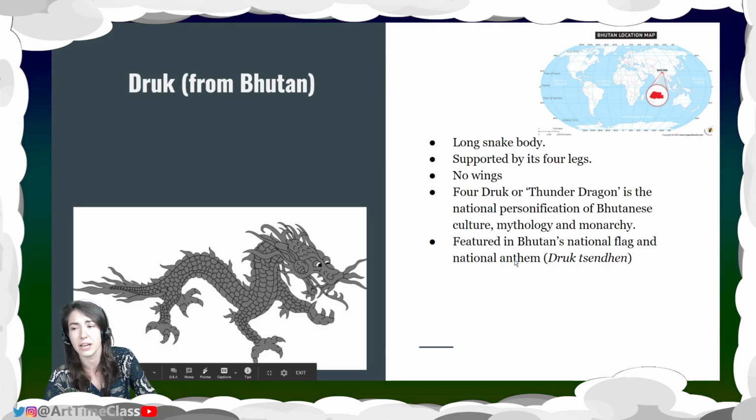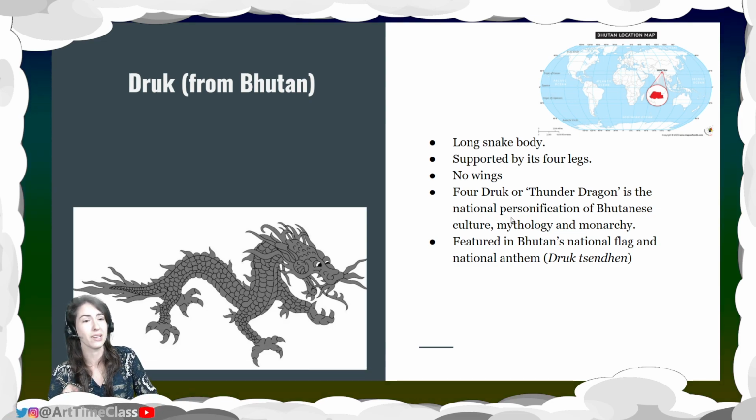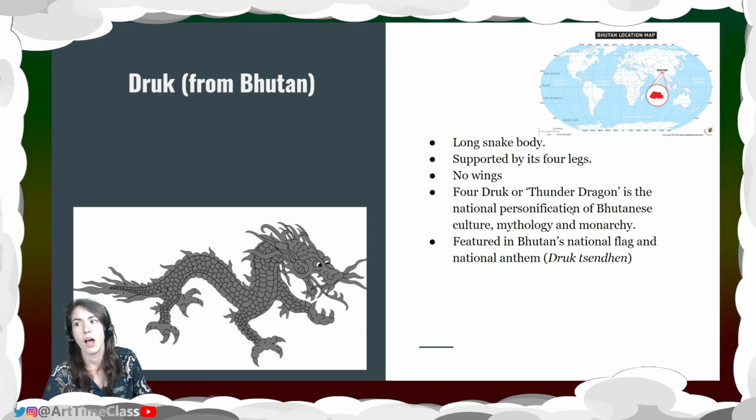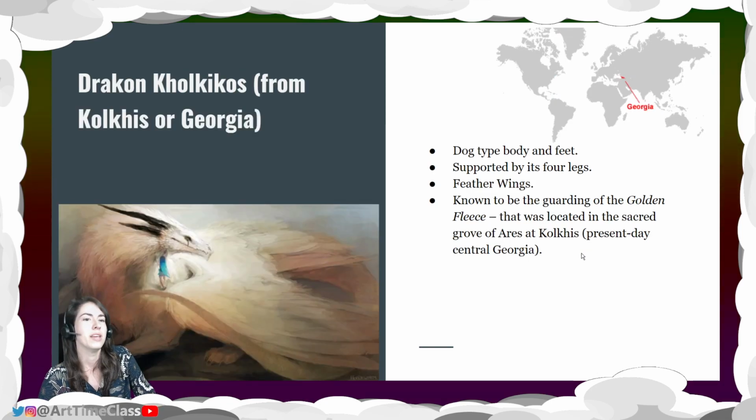Here's another dragon type with a long snake-like body. This one has 4 legs but no wings. And here you can see it's found kind of over here in the eastern area. Now this is also known as the thunder dragon and is the national personification, or like the symbol, of this country and this whole culture found right here in the world. They're actually, this dragon is on their national flag. That's so cool.